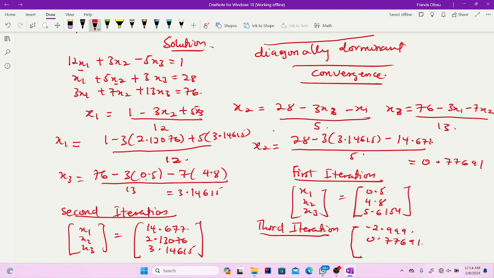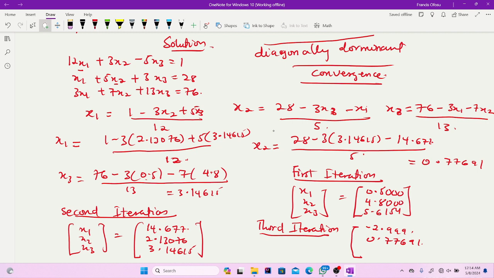Okay, so 0.77691. So it's advisable to leave your decimal places to a consistent number of places, and it's advisable to make it 4. Okay, always do it 4. So with 0.5 you can make it 0.5000, 4.800 to ensure consistency of results.